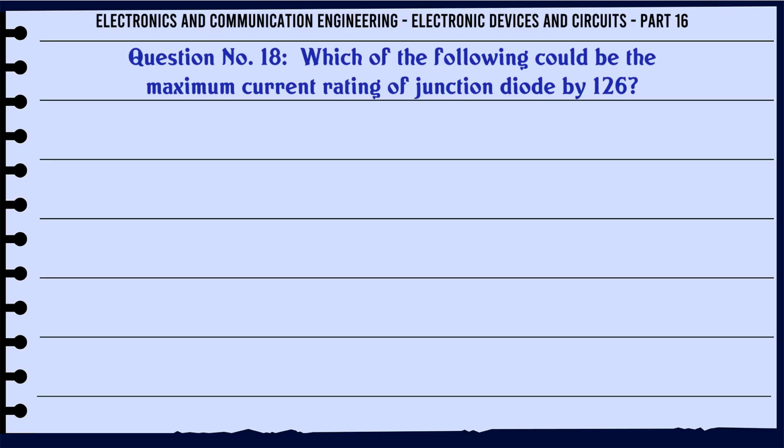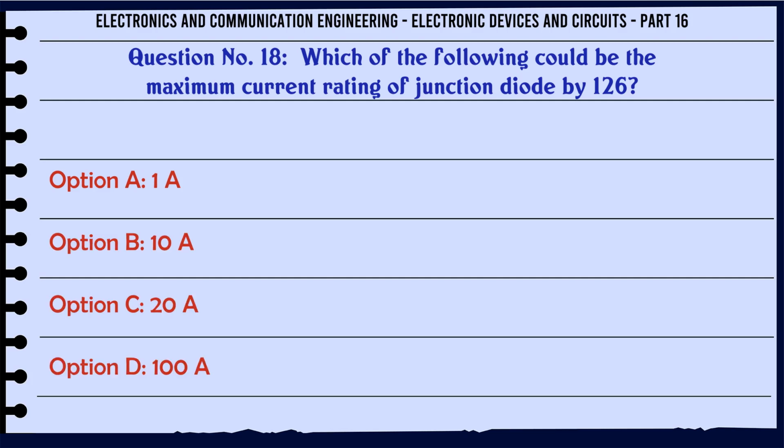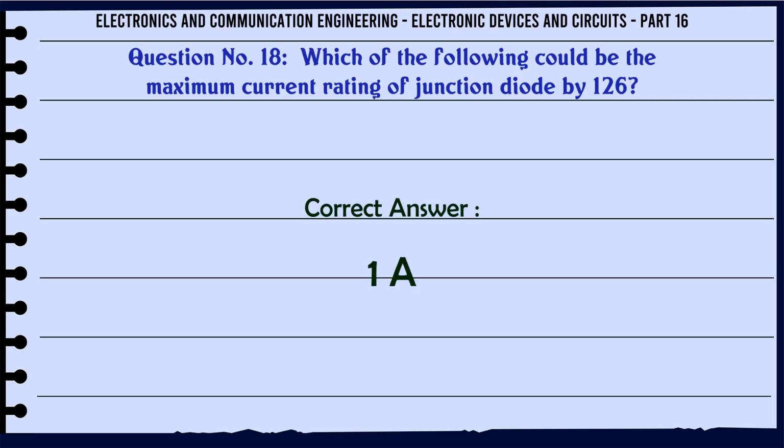Which of the following could be the maximum current rating of junction diode by 126? A. 1A. B. 10A. C. 20A. D. 100A. The correct answer is 1A.